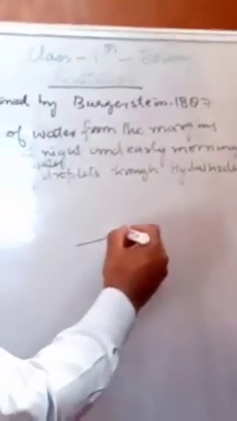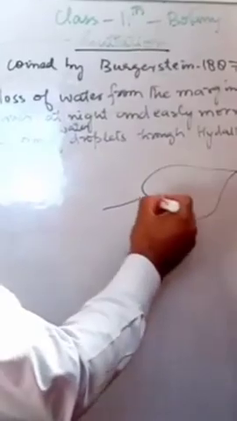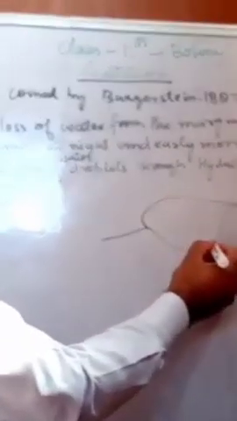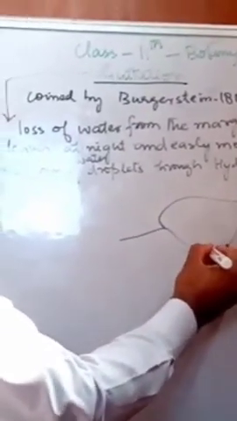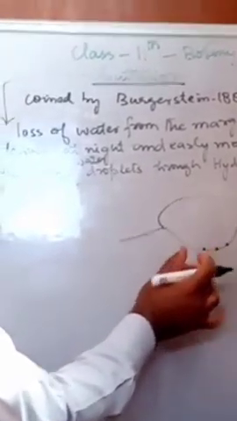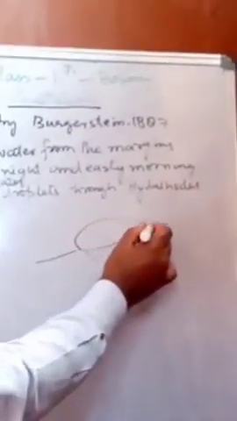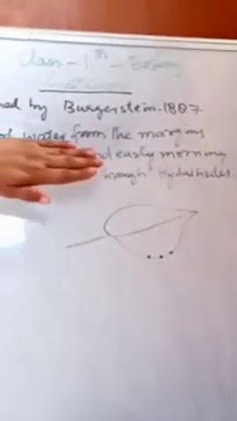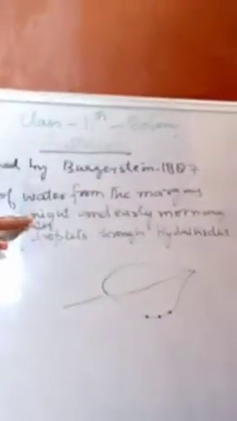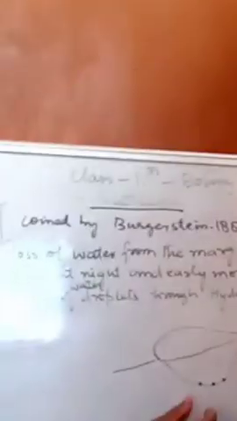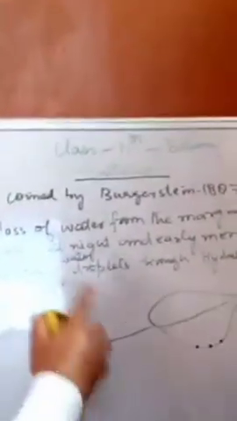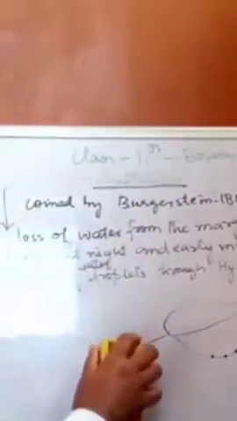For example, if this is the leaf, what are these? These are these hydathodes. These are the pores, and these hydathodes help us in the loss of water, and that water loss takes place mainly at night and early in the morning, in the form of water droplets. That process is called guttation.